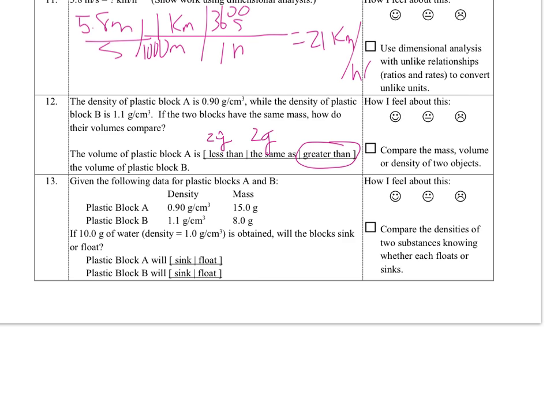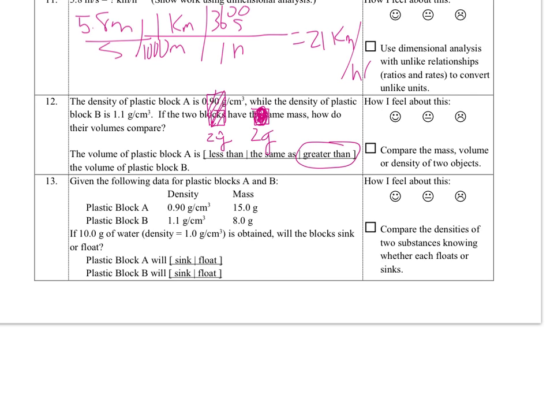2 grams. You can pick whatever you want. We're going to have block A, block B. Block B is more dense, so it's super dense. I'm going to try to make it super dense here. And this block is less dense, so it needs to be bigger in order to have the same mass. Don't know if that helps.